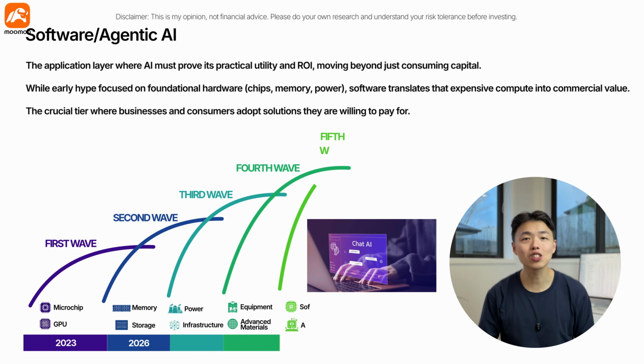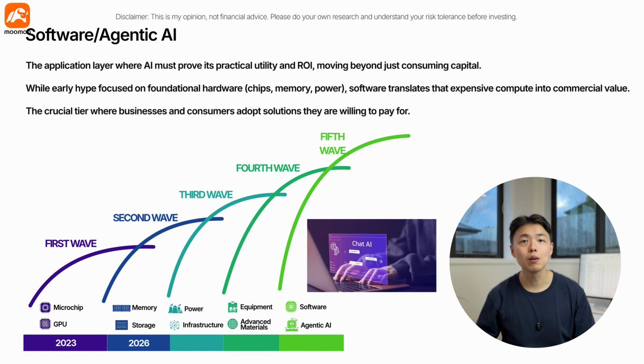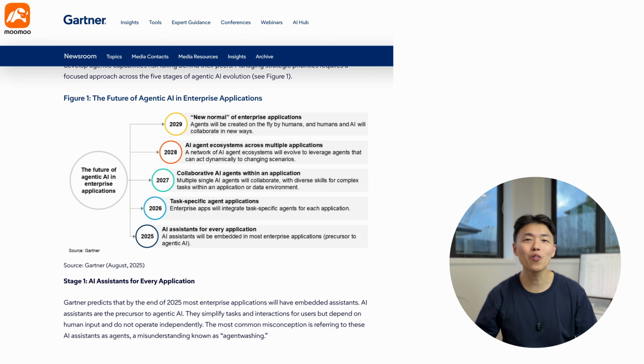The fifth theme is software and agentic AI. This is the application layer, the theme where AI has to prove that it can actually do something for you, not just cost you money. Up until now, all the AI hype has been about compute: chips, memory, power, all the stuff needed to build AI in the first place. But software is different.